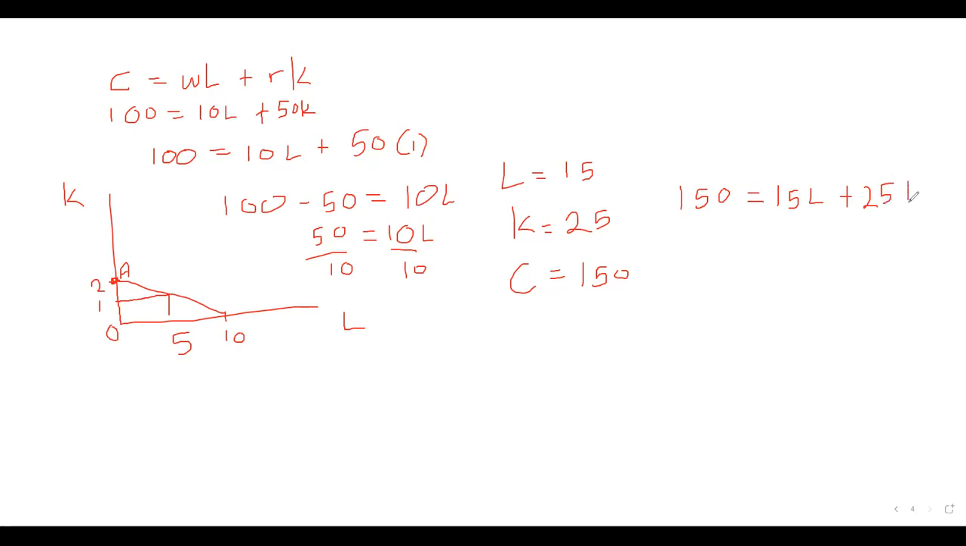So how are we going to draw this isocost? Tell me the intercepts for capital and labor. It will be 10, which is 150 divided by 15. So on the labor, we're going to have 10. Then on the capital, we will have 6.